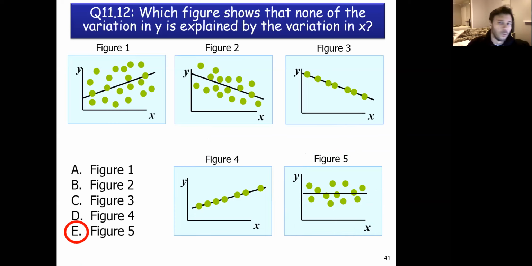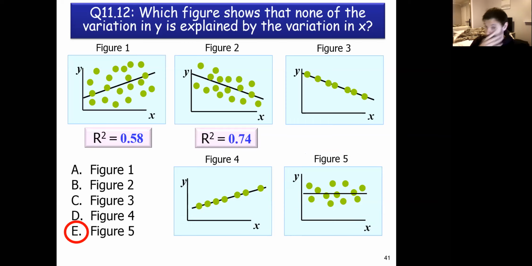Okay, in figure 1, there is a positive relationship between X and Y, but there's a lot of dispersion. So we have an R squared there of about 0.6. You'll notice figure 2, we have a stronger but negative relationship. So the R squared in figure 2 is a little bit higher than the R squared in figure 1. That line fits that data a little bit better.